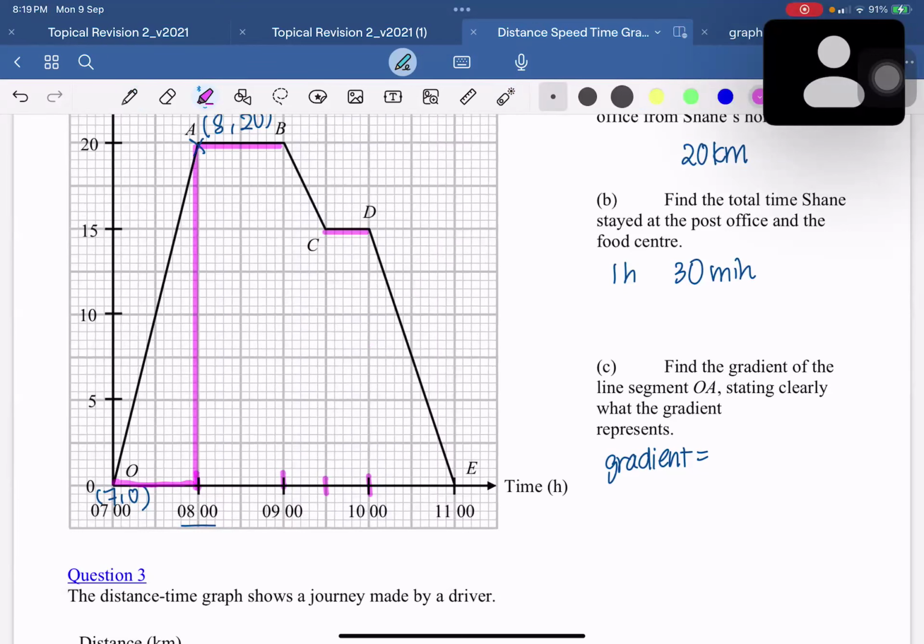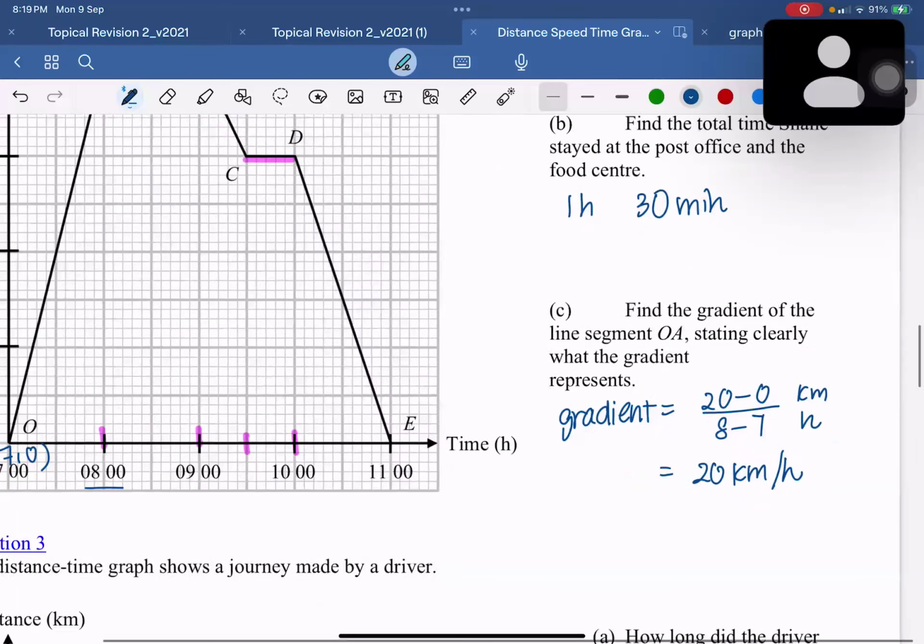Right? So I have a triangle. So the height divided by the base. So in this case, my triangle over here, the height is 20 minus 0 over base 8 minus 7. Remember, this is kilometers, this is hours. So we have 20 kilometers per hour.